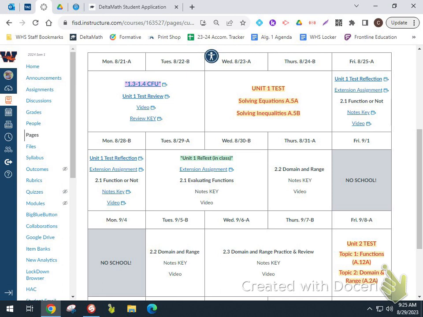So that extension assignment, if you haven't done it, maybe just try it if you've got some time, because I think it's good to kind of get your brain in that mindset of like what it means when we talk about domain and range. So we'll spend 2 days on it before we get to our Unit 2 test. But today we're about evaluating functions here.